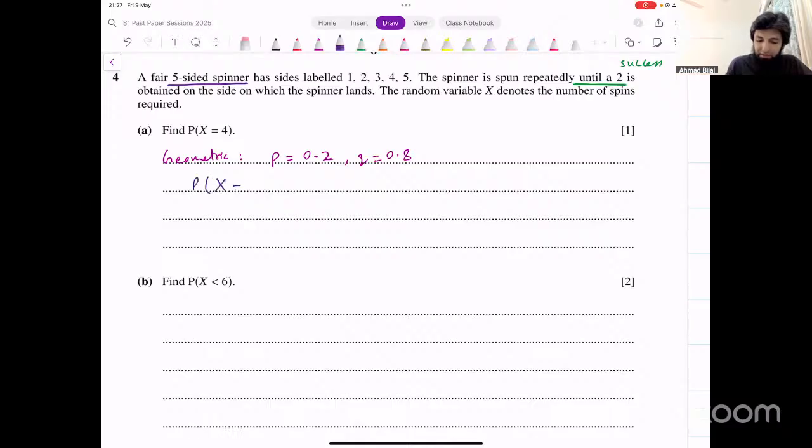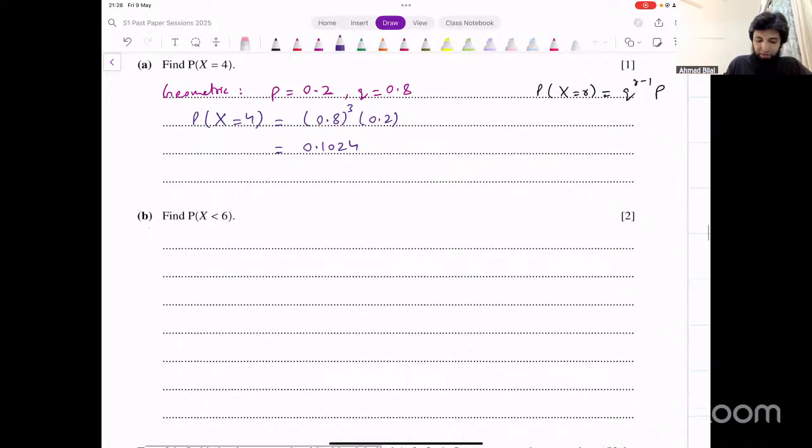What's the probability that x is equal to 4? That you get your first success on the 4th attempt. Probability of x equals r is equal to q raised to power r minus 1 times p in geometric distribution. Just input values in that: 0.8 raised to power 4 minus 1, which is 3, times 0.2. What's the value that we get from this? 0.1024. That's the first part.